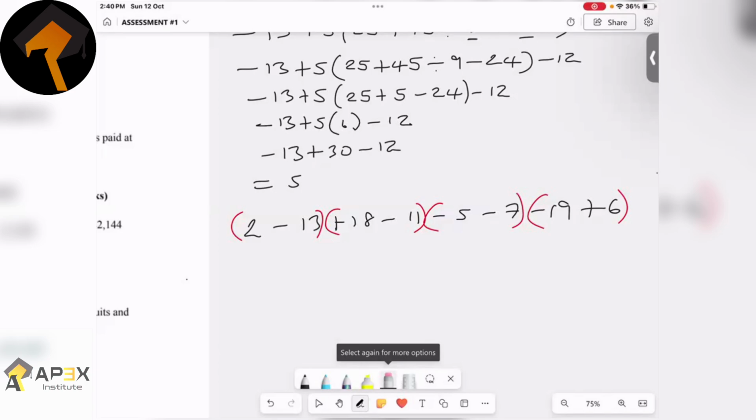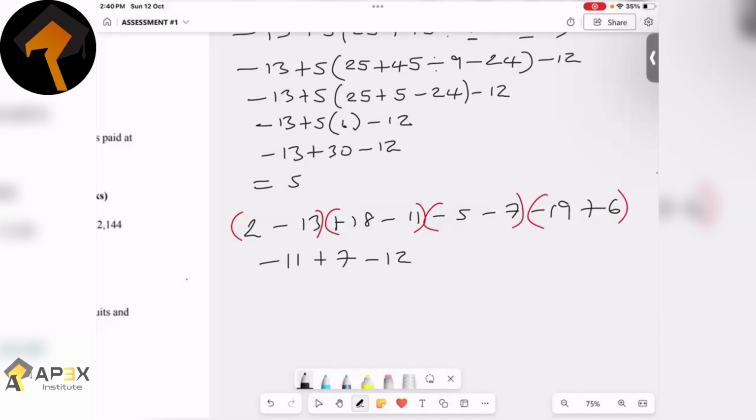So here we go. 2 take away 13, that's going to give us negative 11. We've discussed this already, that negative numbers are an amount that you owe, positive numbers are an amount that you have. So in this case, if I pay only 2 that I have from the 13 that I owe, I will still owe 11. Now 18 minus 11, that's going to give us positive 7. And then in the third bracket here, we owe twice. So we owe 5 and we owe 7. So we end up owing an amount of 12.